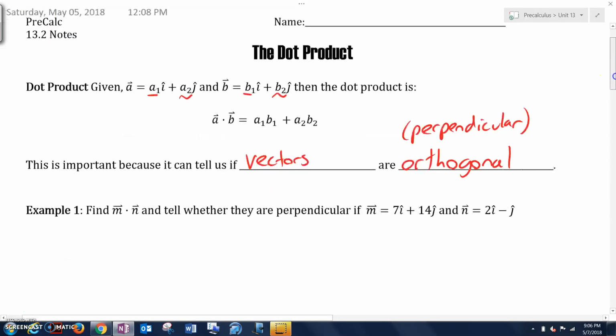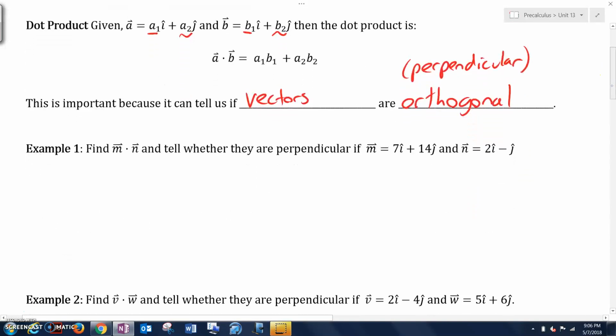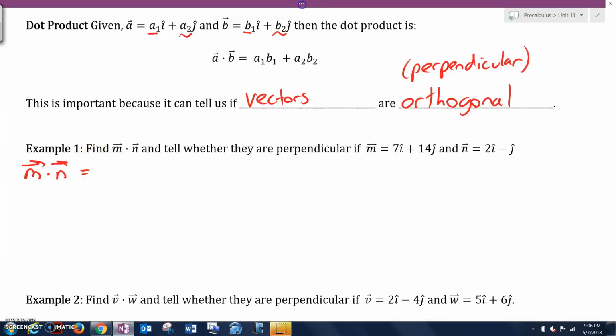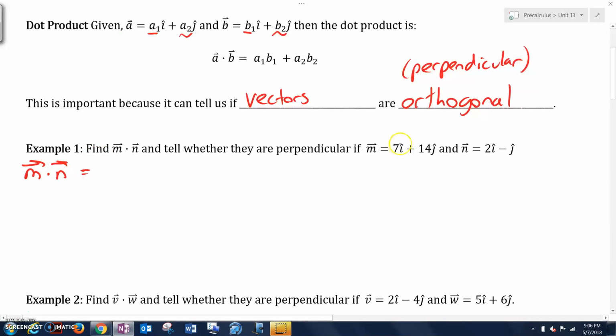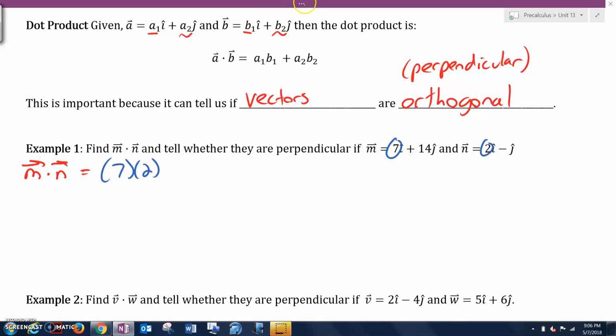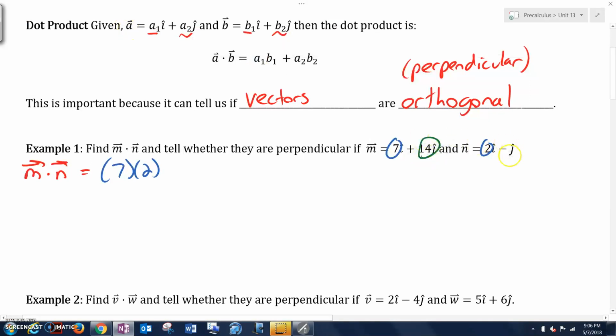Now, we're going to talk about what happens when you have a dot product and what the numbers mean. So let's just figure out how to do a dot product first. So m dot n will equal, and if we look, the x components are 7 and 2, so I'm multiplying 7 times 2, and then the y components are 14 and negative 1. Okay, so we get that the dot product is equal to 14 minus 14, which is 0.